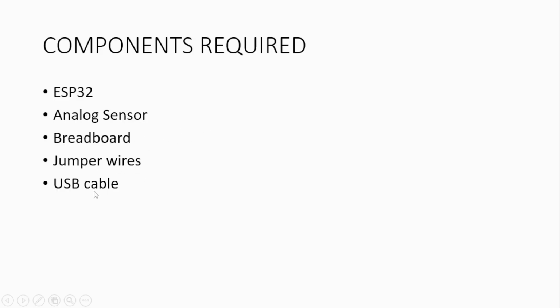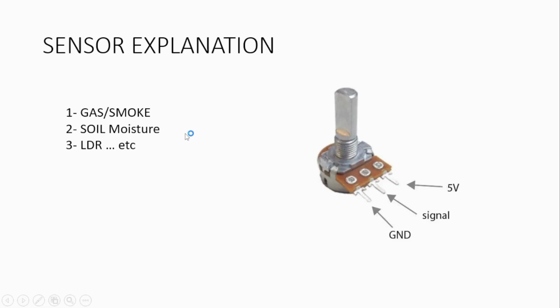So here I'm using one sensor. I think everyone knows about the ESP32. And the sensor I'm using is an analog sensor, or as we know it, a potentiometer. In place of the potentiometer we can use a gas sensor, smoke sensor, soil moisture, LDR, or any type of analog sensor. Here in the potentiometer, there are three terminals. One is the ground, one is the signal, and one is the 5 volt VCC.